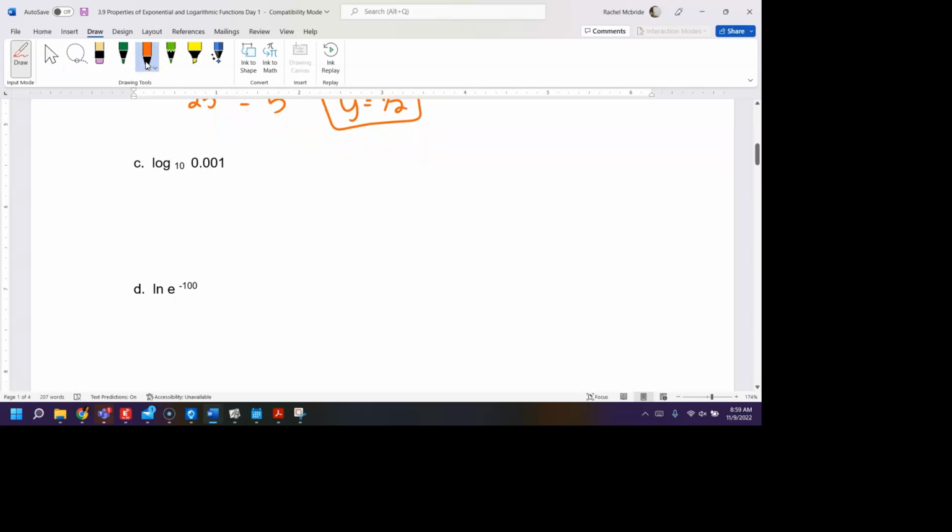Okay, log base 10. So 10 to what power is 0.001? Well, 0.001 is a fraction, and you know this. So how would you get 10 to be 1,000? 10 times 10 times 10. Yep. So if it's in the denominator, it just needs to be a negative 3.